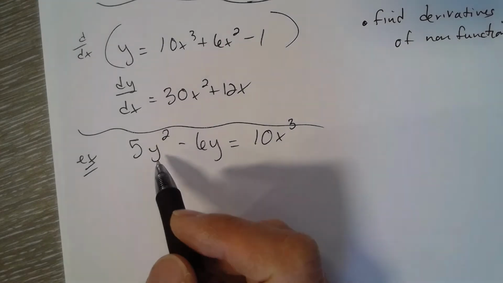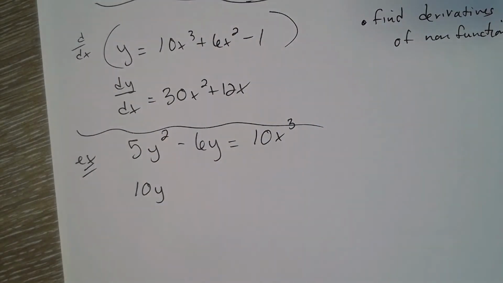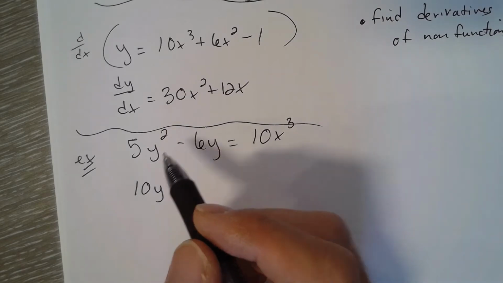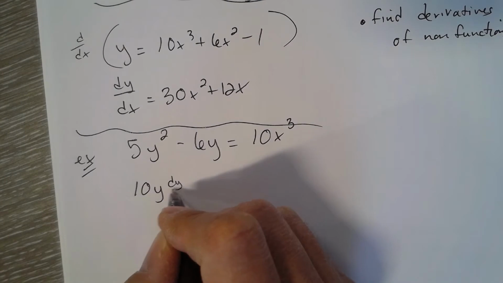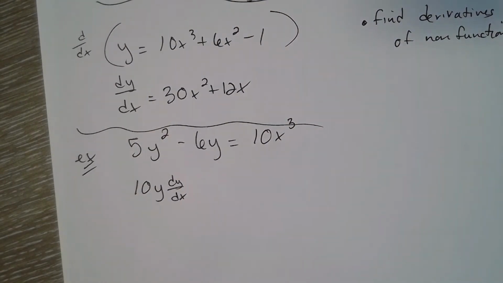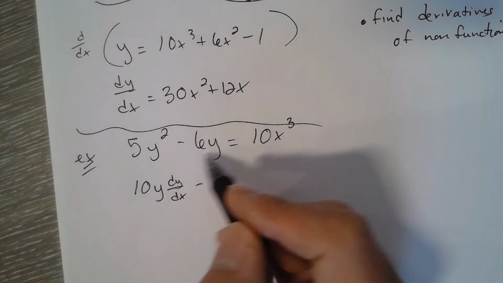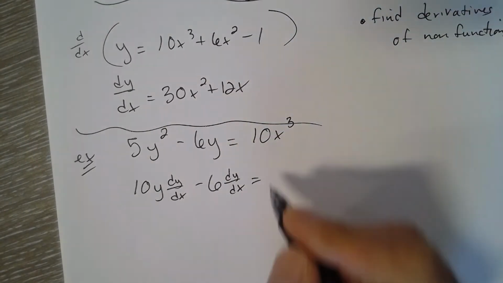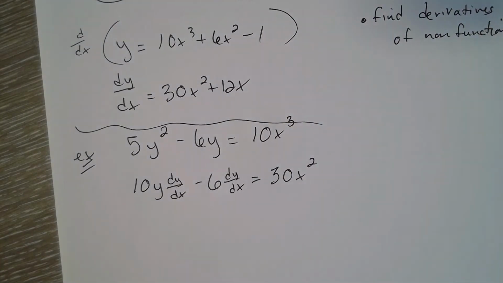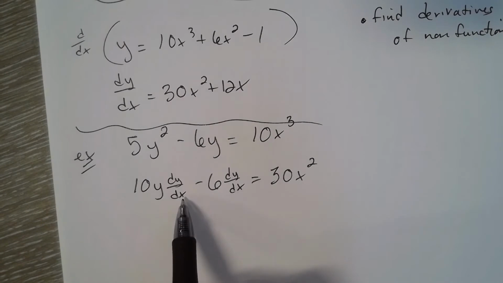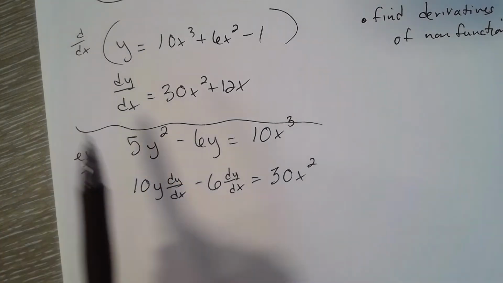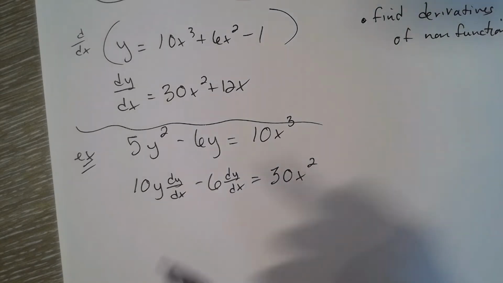So the derivative of 5y squared is 10y, but then we have to find the derivative of the inside, and y is a function of x, so we have to find the derivative of y, which is dy dx. So 5y squared derivative is just 10y dy dx, minus the derivative of 6y is 6, but the chain rule says you have to do dy dx again, and then we have 30x squared. So, stating it simply, anytime you have a derivative of a variable other than what you're taking the derivative with respect to, here we're finding the derivative with respect to x, if you're finding the derivative of y with respect to x, you always have to attach a dy dx.